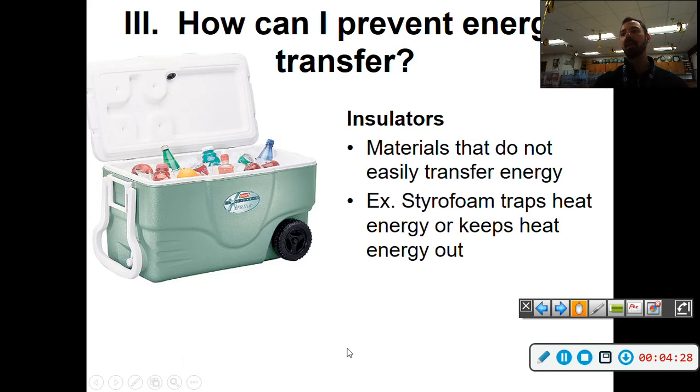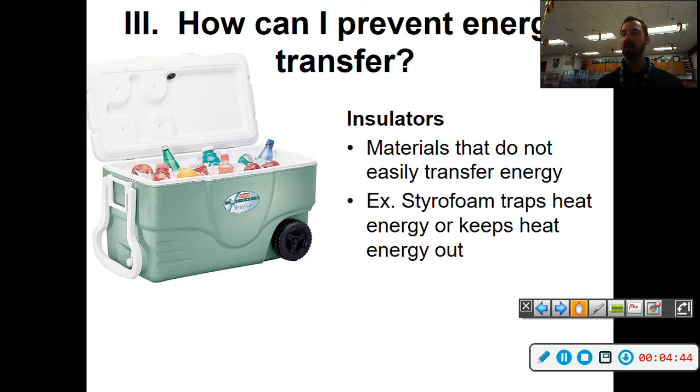All right, now sometimes I don't want to lose energy. So we have to use what's called insulators. These are materials that do not allow easy transfer of energy. So an example, a cooler.